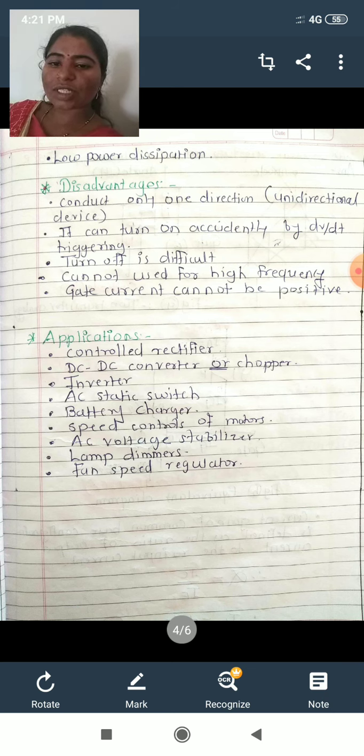Next, it is used as a static switch in a battery charger, because in a battery we store DC, and the SCR converts AC into DC. Next is speed control of motors. Next, it is used as a voltage regulator, lamp dimmer, fan speed regulator, etc. There are many more applications of the SCR also.